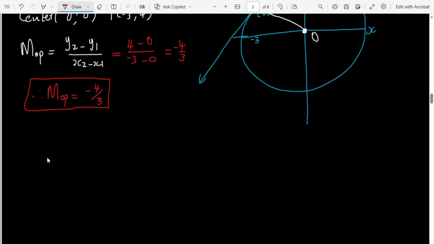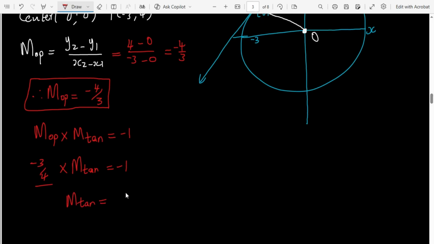So if we multiply these two gradients, what do we get? The gradient of OP multiplied by the gradient of the tangent must be minus 1. OP is minus 3 over 4 times the gradient of the tangent, which is what we are looking for. Remember, now we need to make the tangent the subject of the formula. So it's the reciprocal of that 3 over 4 without a sign. So the tangent is 4 over 3 without a sign, because we divide by minus 3 over 4. Right. So we have the gradient of the tangent.